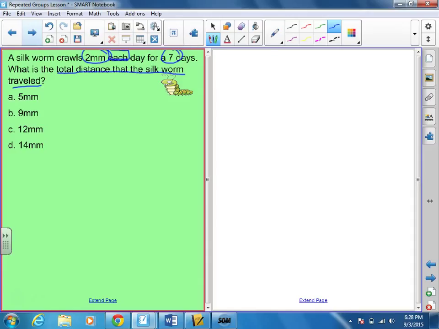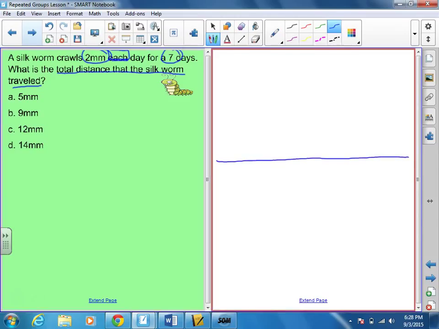Again, we want the students to notice that each day means every day. For 7 days, this inchworm crawled 2 millimeters. So we're going to solve using both strategies. Okay, so for 7 days, we have 2 millimeters each day. So again, our number sentence will be 2 times 7.